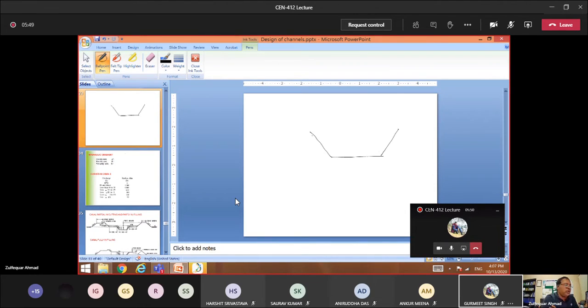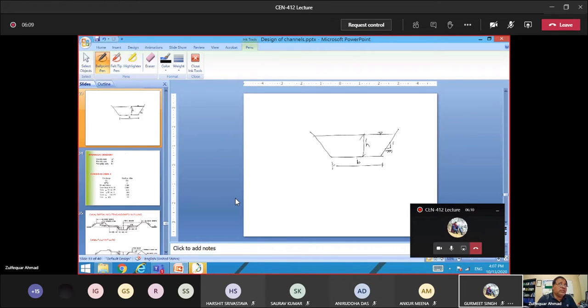Now we have designed this section which is required, and this is the depth of the flow. We have fixed the depth, the side slope, 1:2 or whatever it is, and this is the bed width. So these are the things that we have discussed.